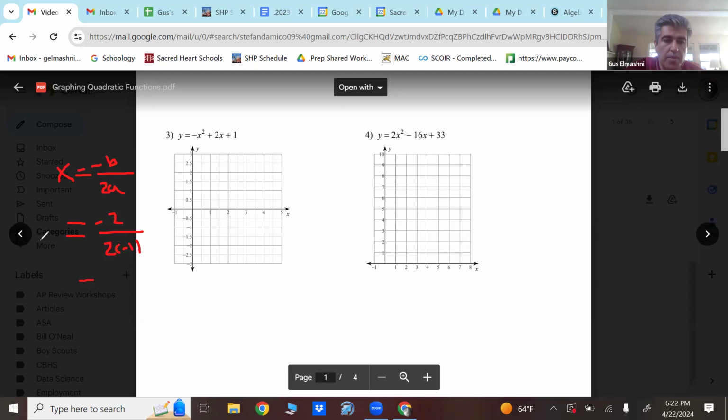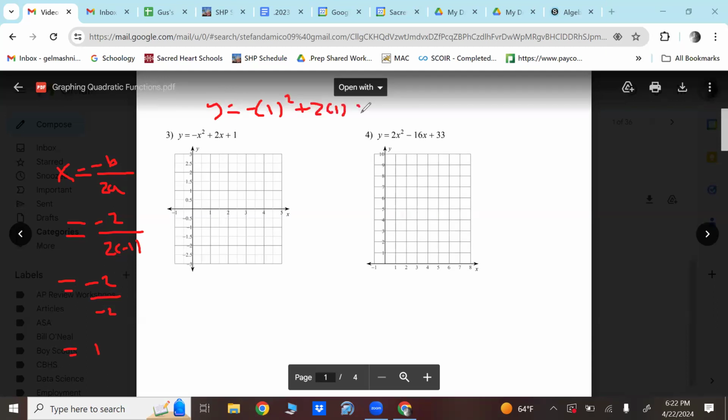So when I do negative b over 2a, what does all that equal? Negative b over 2a. It's because I plugged in 2 for b and -1 for a. So I did -2 over -2, which is 1. Exactly. And then plug 1 back into the equation. What do you get? You get y equals -1 squared plus 2 plus 1.